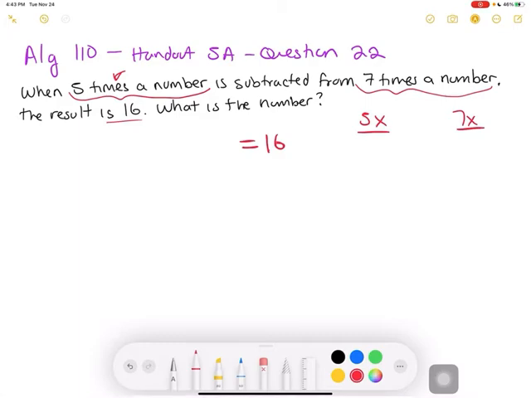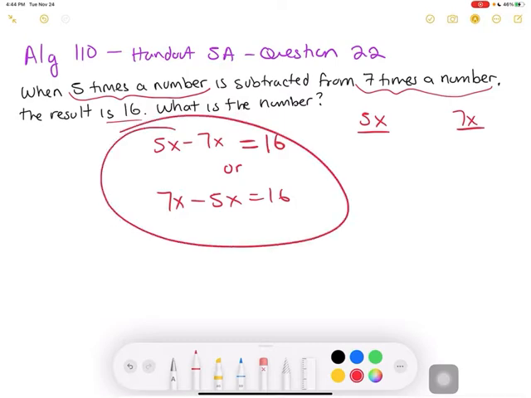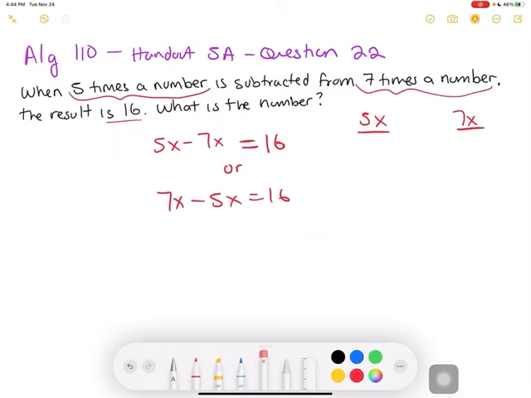Now this is where people get confused, because it says 5 times a number is subtracted from 7 times a number. So I have two options. What is going to be the correct option? Is it 5x minus 7x, or 7x minus 5x? Which of these two choices is correct? Because in the answers there's going to be an 8 and a -8, which is pretty much what the answer could be.